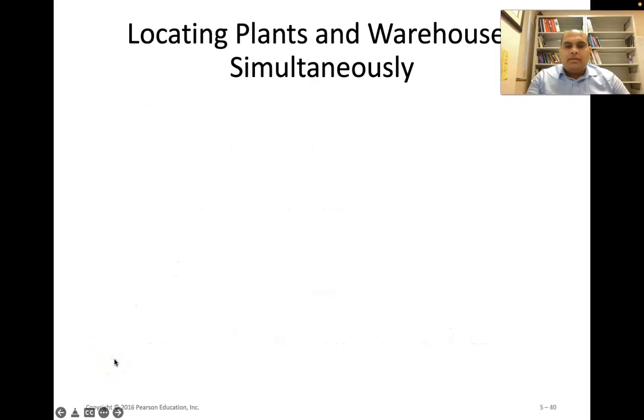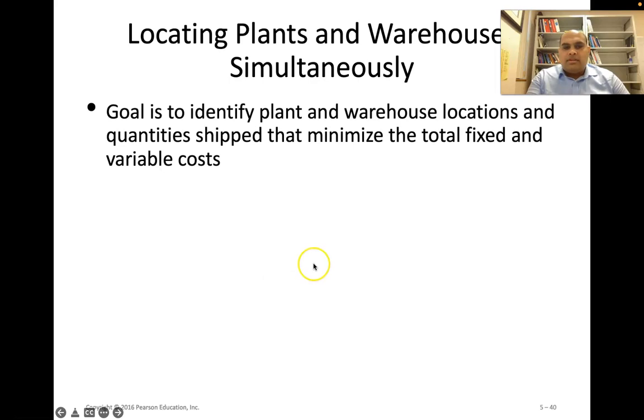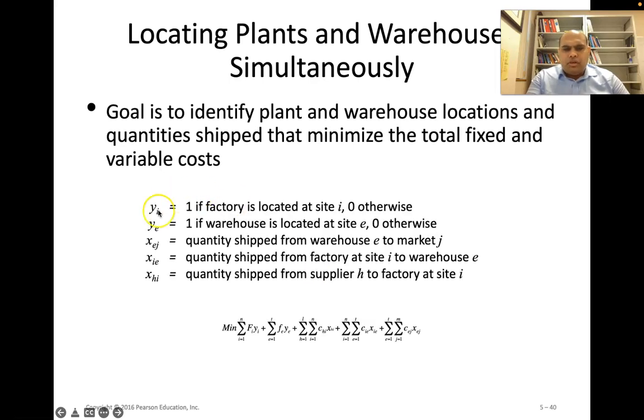So given that, we can see that the decision variables look like this, and of course the objective looks like this.